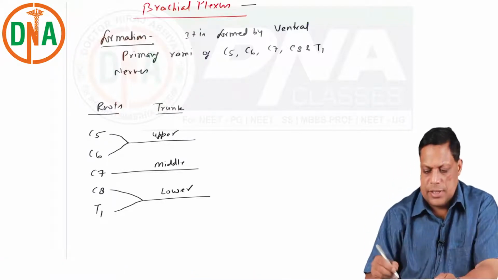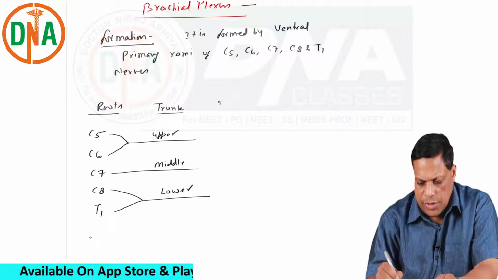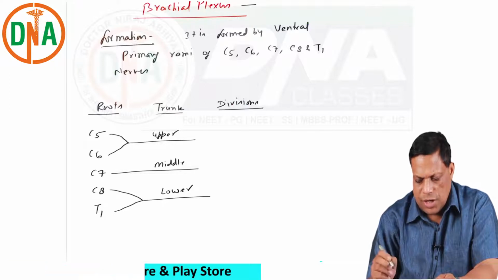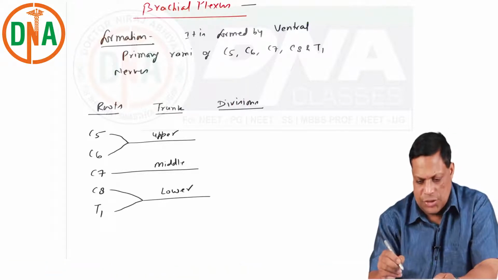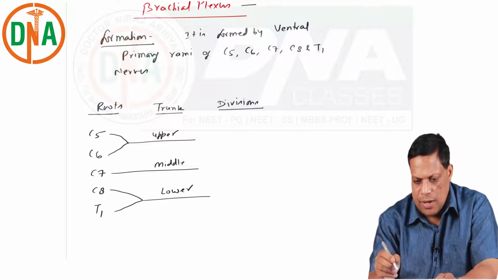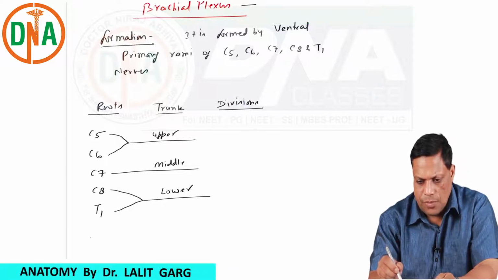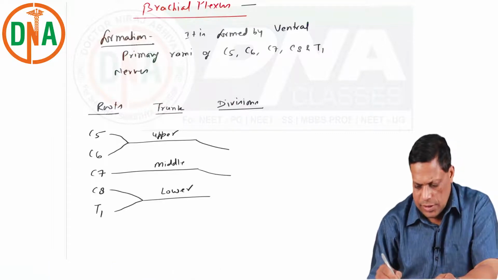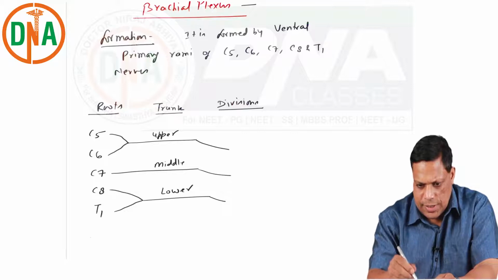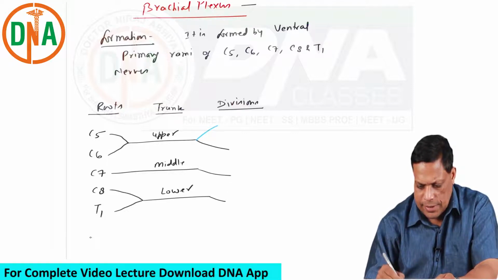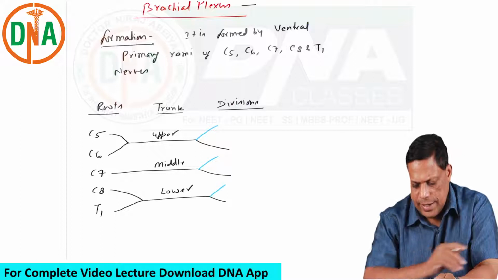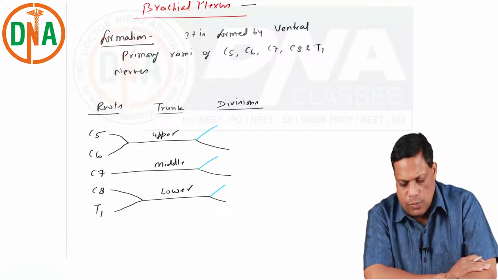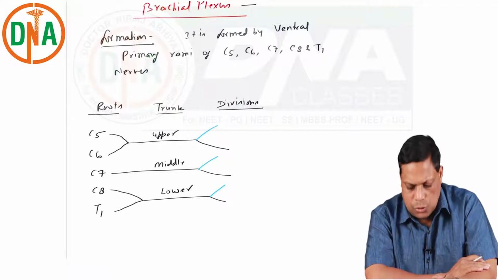Then these trunks divide to form divisions. Each trunk divides into two branches, anterior branch and posterior branch. These are the posterior divisions and this is the anterior division. So each trunk divided into two branches, anterior division and posterior division.